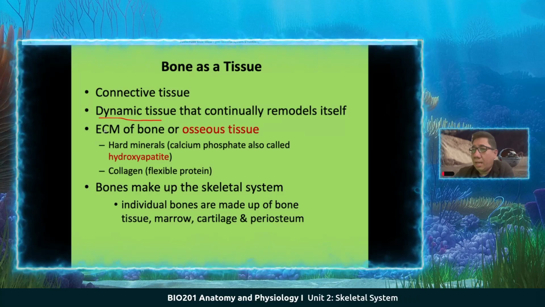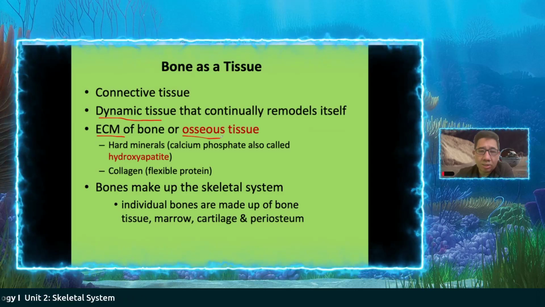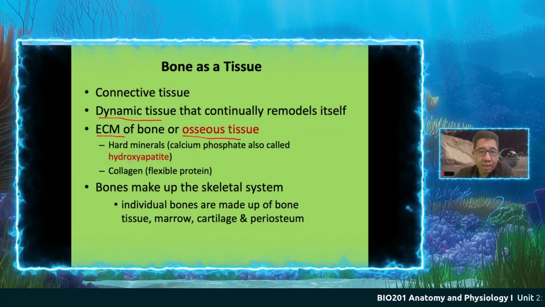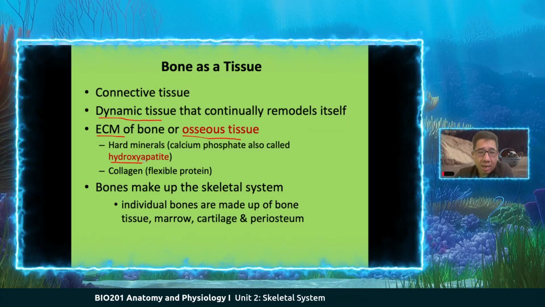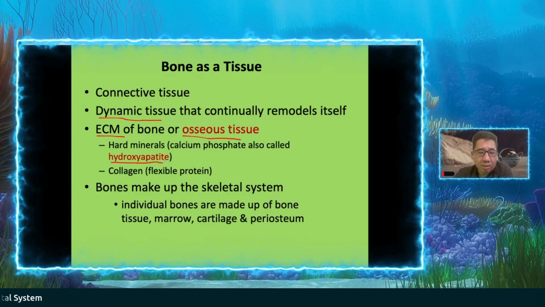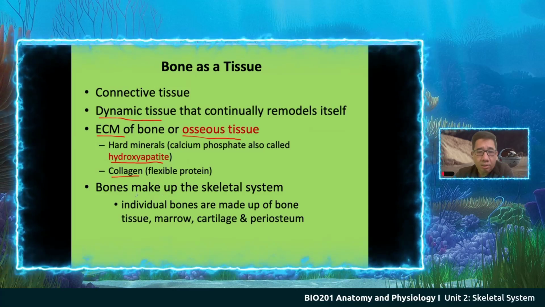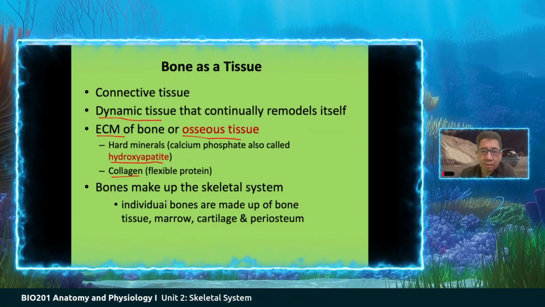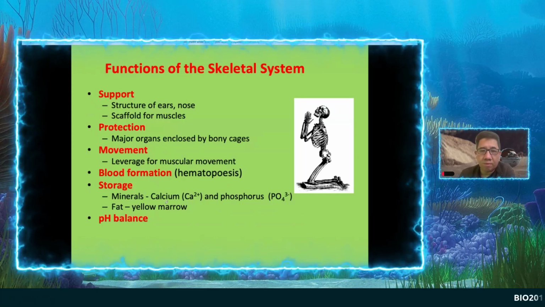The extracellular matrix of the bone we call osseous tissue. Bone has calcium phosphate, which is a hard mineral called hydroxyapatite. You also have collagen in the bone. Bone is what makes up the skeletal system, so we're going to look at that in more detail. Other things of the bone are the marrow, the cartilage, the periosteum. We'll cover all of that.